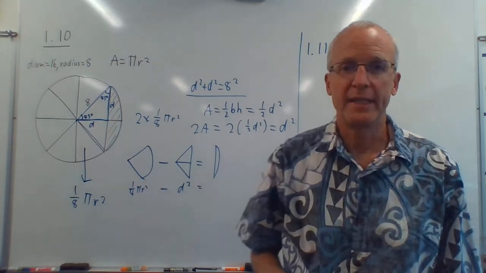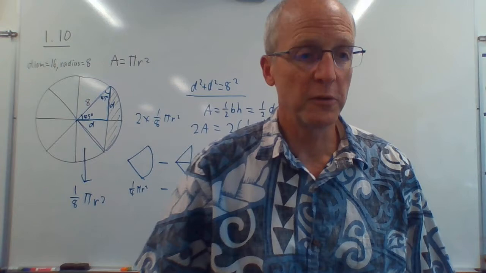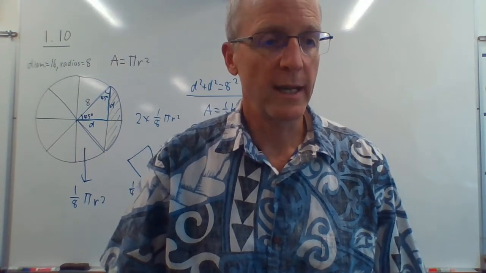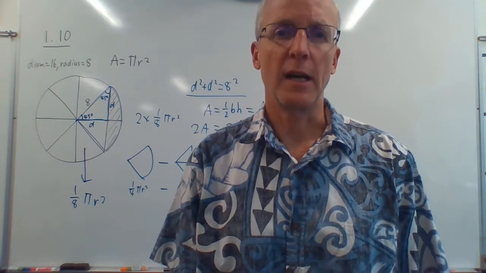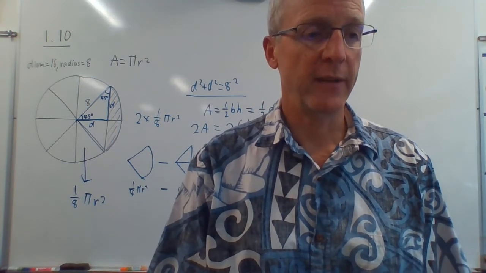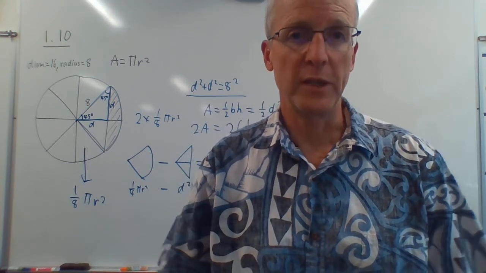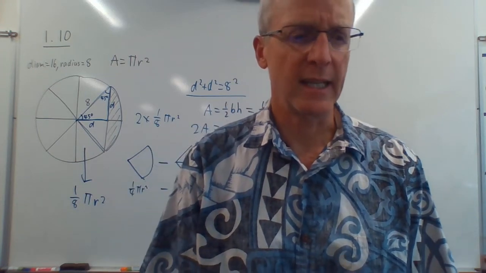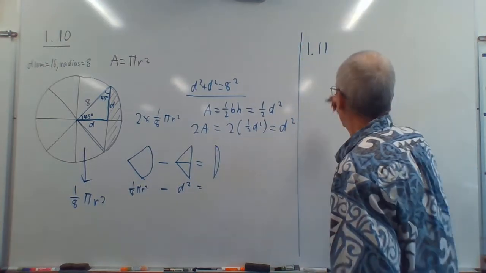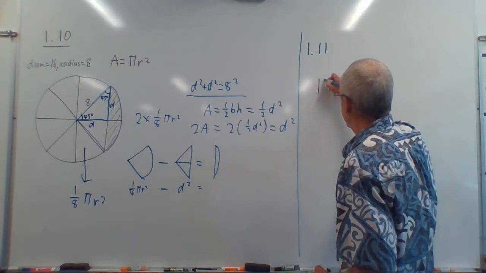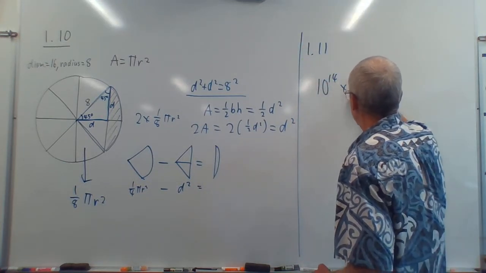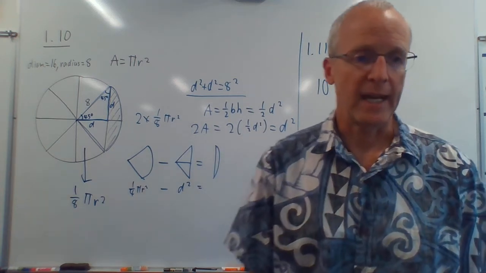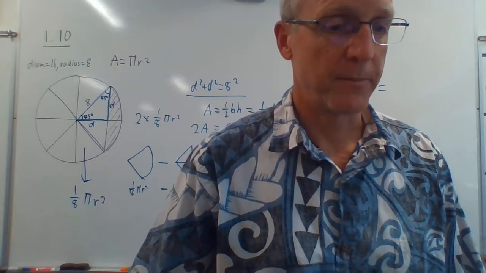So here they talk about DNA, and it's a kind of cool fact that all the DNA in one cell in your body is about 2 meters long. It's pretty amazing, right? And the human body, they're saying, has about 10 to the 14th cells. So basically this problem is 10 to the 14th cells times 2 meters, and compare that to how many times it would go around the Earth.